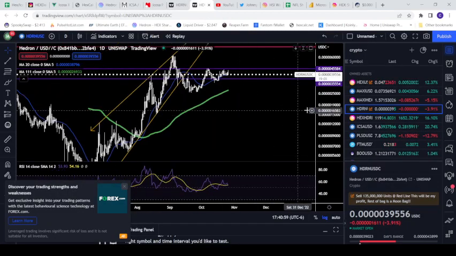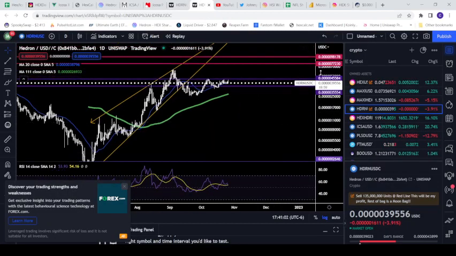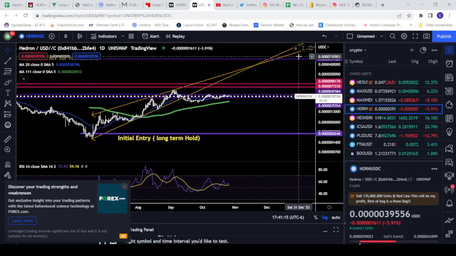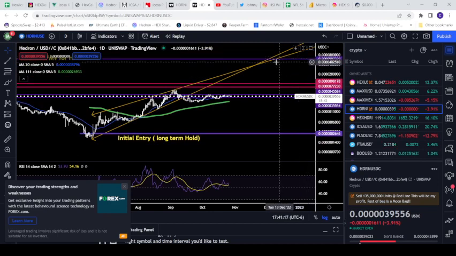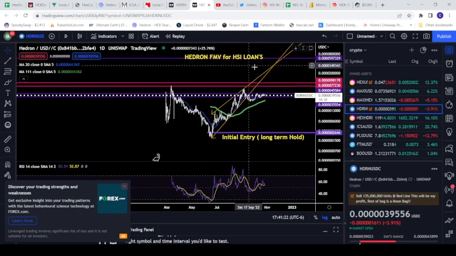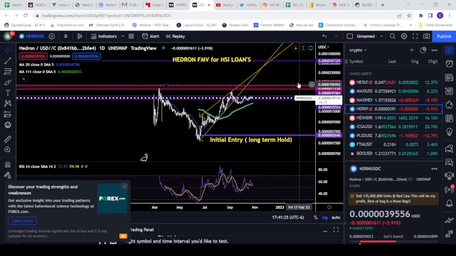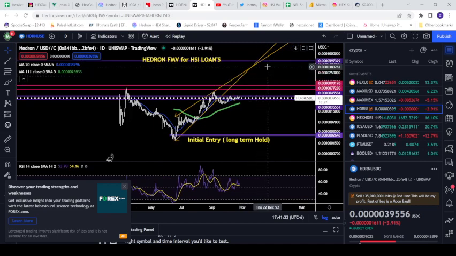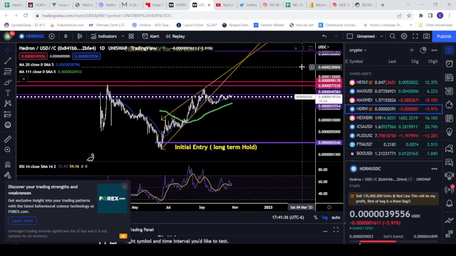So here, I'll throw that on a chart. So 1, 2, 3. That would put it way up here, right by this purple line. So that lines up where the fair market value for the HSI loans are. Basically, what that is, you could borrow the same dollar amount of Hedron that your Hex stake is worth. So it's all kind of lining up.